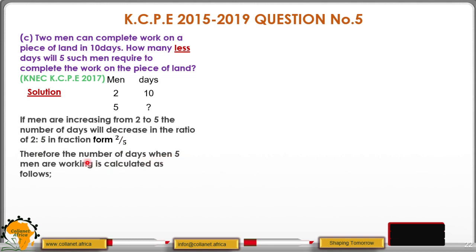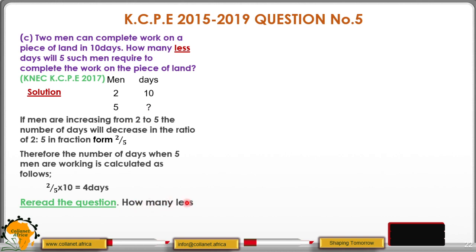Therefore, to know the number of days, the working is calculated as follows. You take the fraction, which is a ratio, and multiply by 10. In this case, by 2, 1, by 2; by 5, by 5, 1, by 5, 2. So the number of days will be 4 days. So the 4 days will be the number of days the 5 men are going to use. But the question read as how many less, not how many.